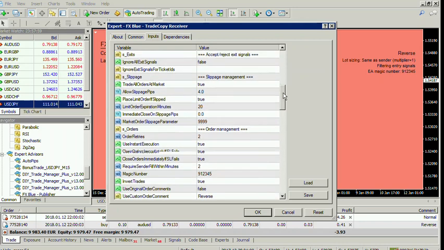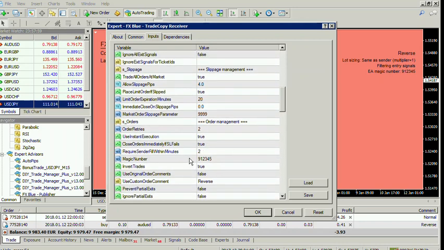When we go down to here, again, the magic number now is 9, 1, 2, 3, 4, 5, and inverted trades has been set to true. So the main thing I wanted to stress is that whatever number you put here is the number you need to use on the respective trade managers. And the trade manager will always look for the combination of Euro USD plus this number or GBP USD plus this number, so it'll know which trade it has to be managing.